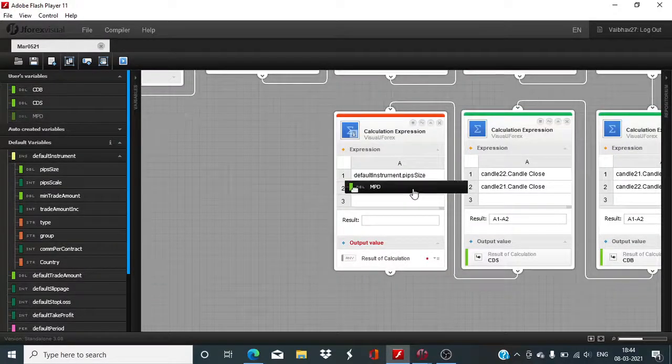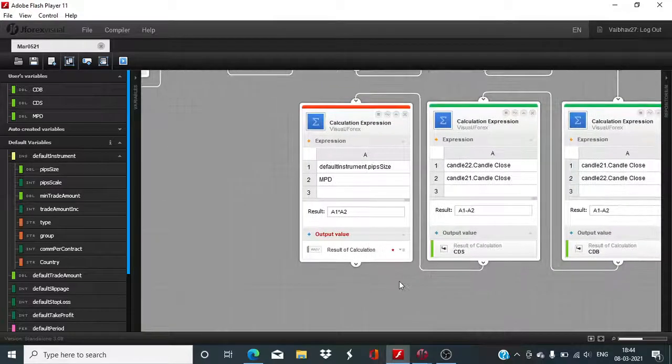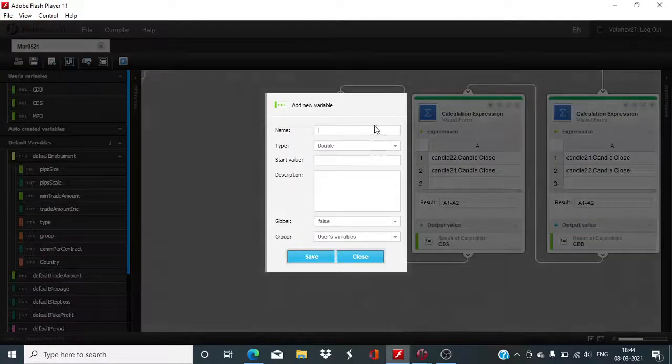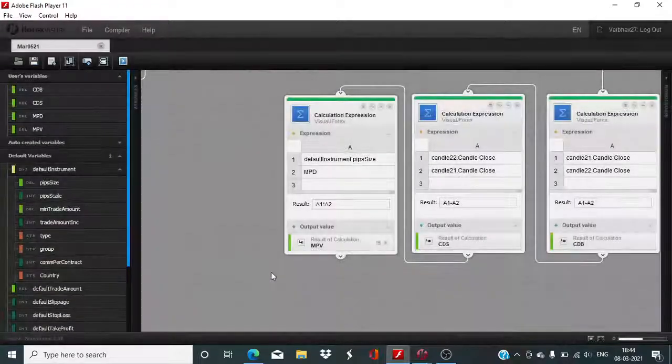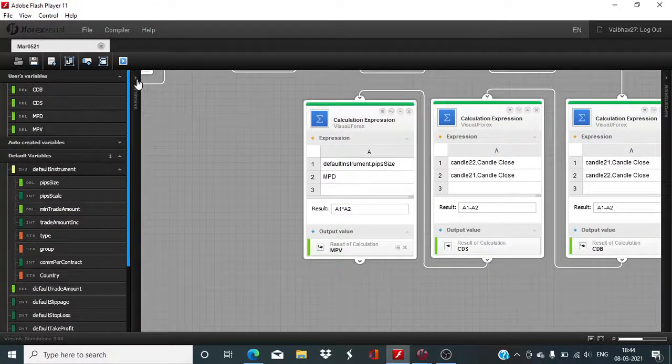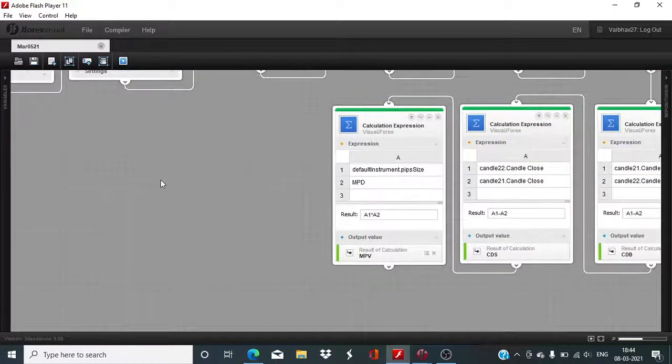We will multiply this with the pip size A1 into A2, and the result of the calculation will be minimum pip values. Okay, so here this has been defined.